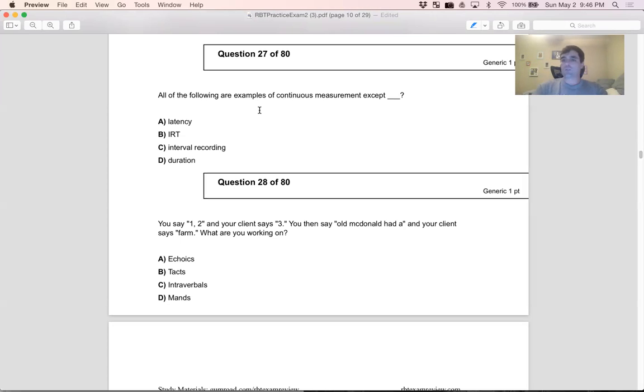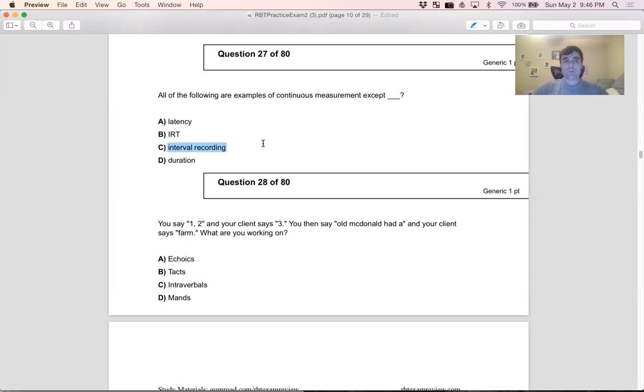Continuous measurement occurs throughout the session for the entire session. Which of these is not one of those that I just said? Well, what about interval recording? What is interval recording? Well, that's time sampling. That's our whole interval, partial interval, momentary time sampling. Okay? That is a discontinuous measurement. You're only measuring behavior for a set amount of time, not the entire duration of the session.